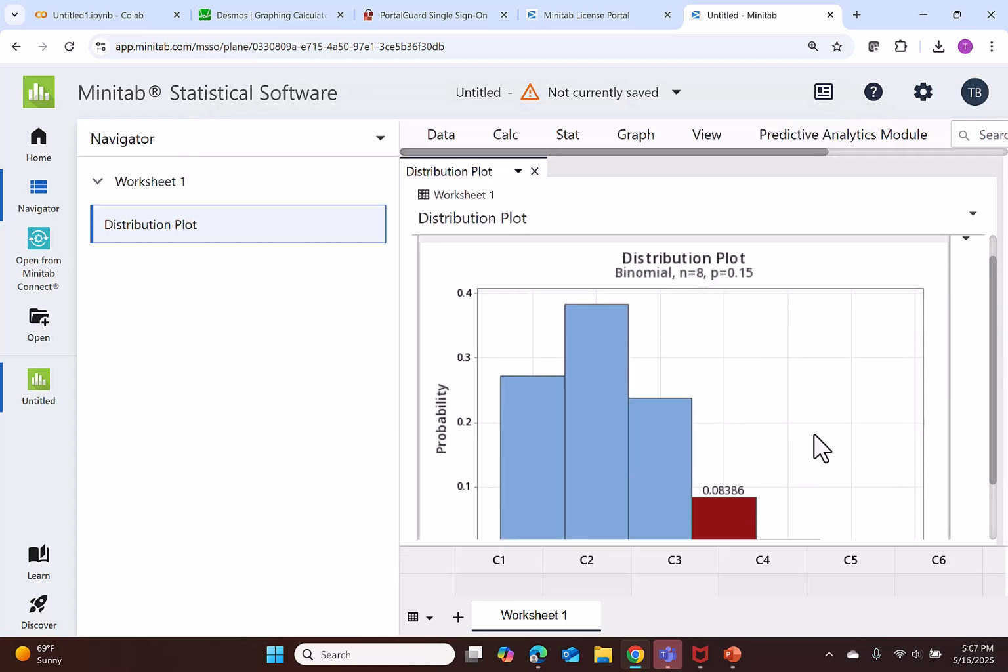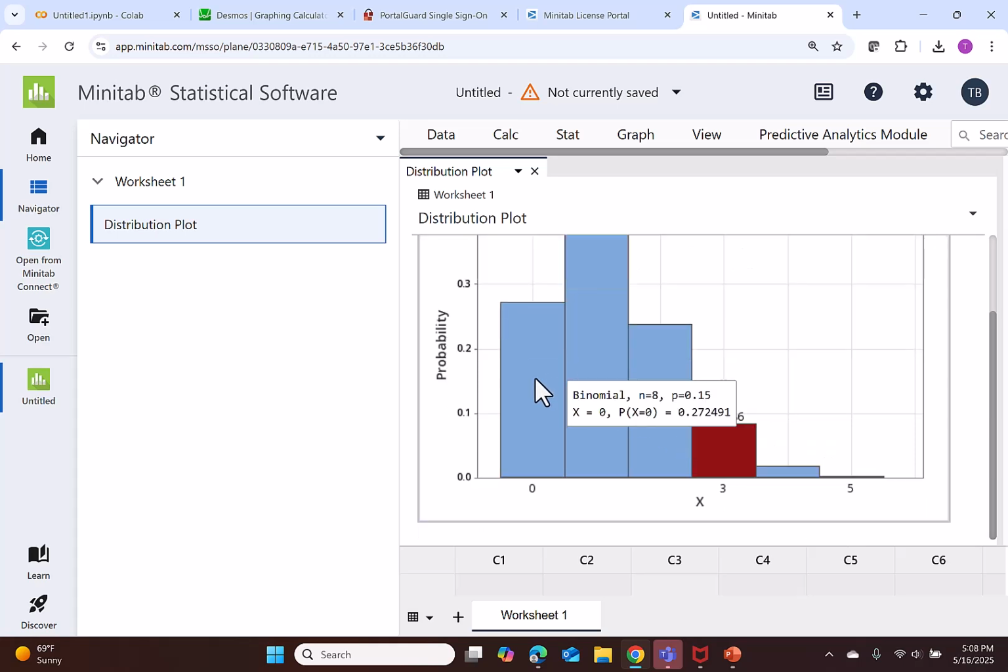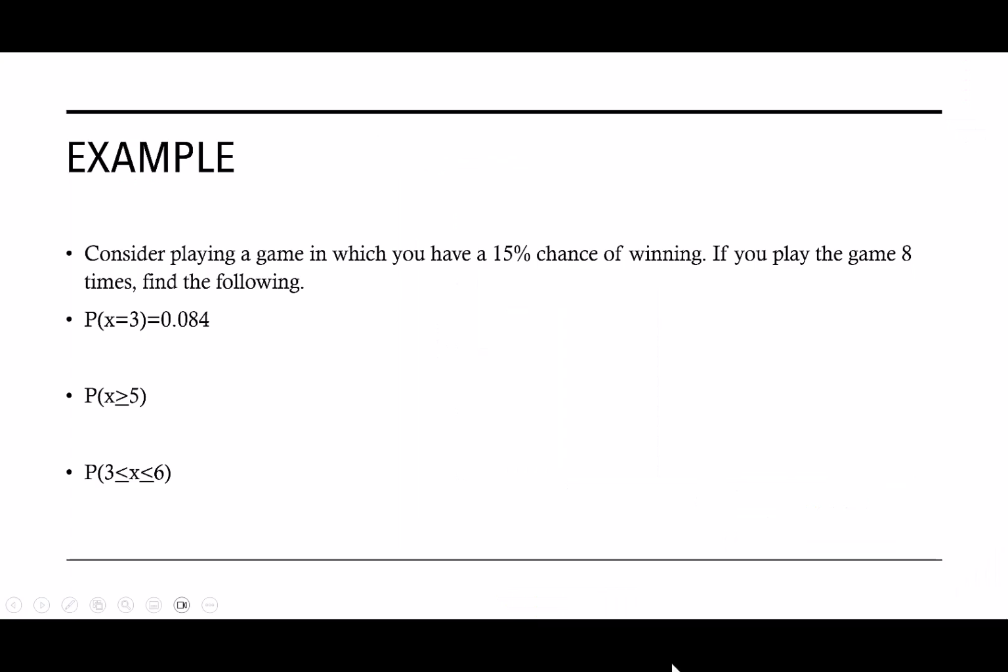This will give us our binomial probability distribution graph. You can click on the graph to see other values of the binomial probability distribution. Because we wanted the probability that x is equal to 3, it's highlighted the 3 and given us the value 0.08386. We'll write that as 0.084.